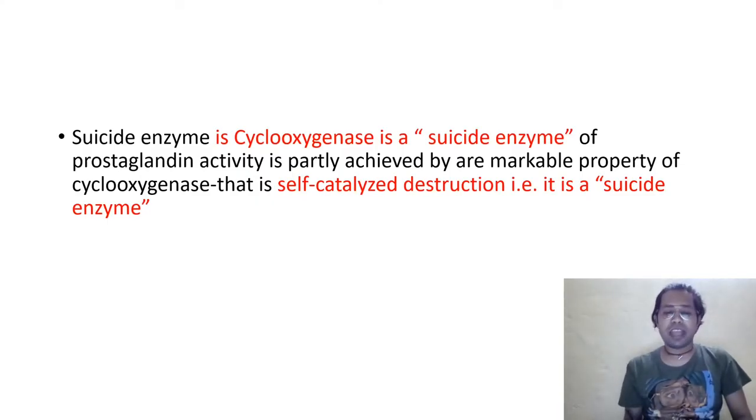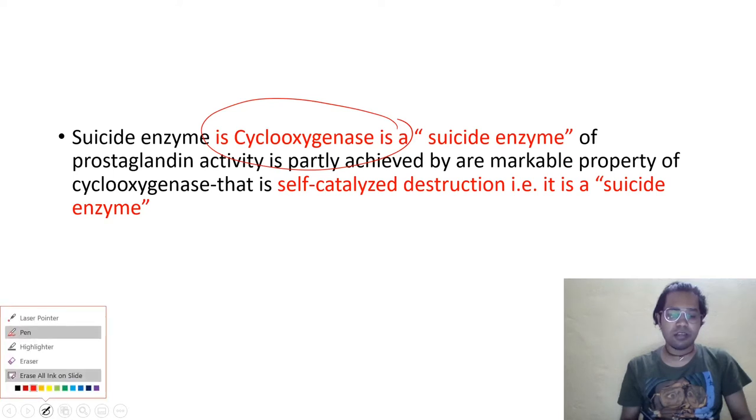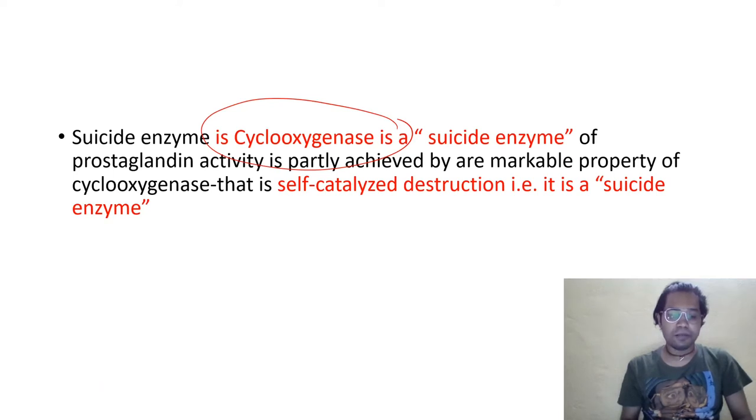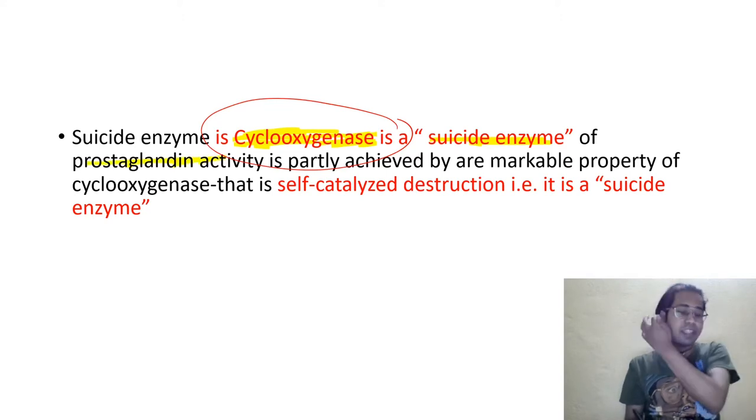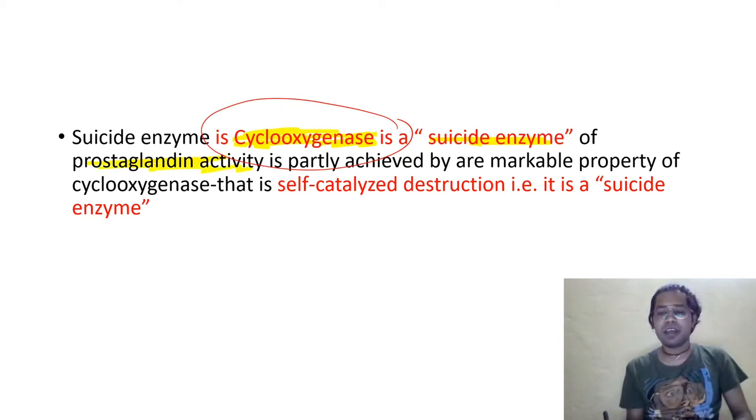Suicide enzyme is cyclooxygenase. So answer kya hai iska? It's cyclooxygenase. Let me change it to a highlighter. It will be better. Just a minute. Yeah. So suicidal enzyme is cyclooxygenase. So aapka answer hai cyclooxygenase. It is a suicide enzyme of prostaglandin activity. We study about this in enzyme activity, that suicide cyclooxygenase is used in prostaglandin activity. It's partly achieved by a marked property of cyclooxygenase, that is self-catalyzed destruction.